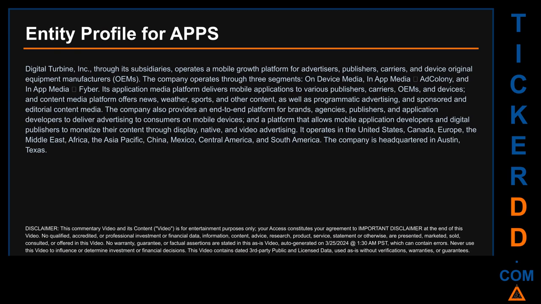And content media platform offers news, weather, sports, and other content, as well as programmatic advertising, and sponsored and editorial content media. The company also provides an end-to-end platform for brands, agencies, publishers, and application developers to deliver advertising to consumers on mobile devices, and a platform that allows mobile application developers and digital publishers to monetize their content through display, native, and video advertising. It operates in the United States, Canada, Europe, the Middle East, Africa, the Asia Pacific, China, Mexico, Central America, and South America. The company is headquartered in Austin, Texas.